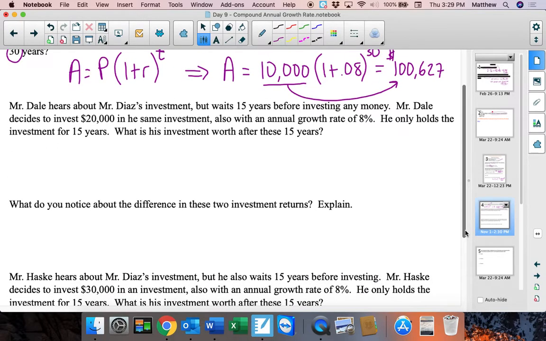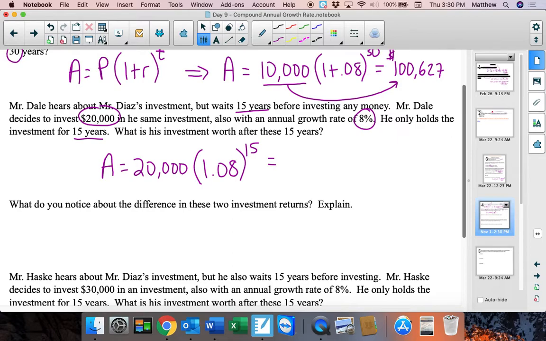Okay. Now, look at this next part. Mr. Dale hears about Mr. Diaz's investment, but he waits 15 years before investing any money. Mr. Dale decides to invest $20,000 in the same investment. So he also gets 8%, but he only holds the investment for 15 years, right? He waited 15 years, so he only has 15 years left in this 30-year period. What is it worth after 15 years? Well, his initial amount was bigger, so 20,000. The investment return was the same, 1 plus 0.08, and he only had it in for 15 years. So let's see what he got.